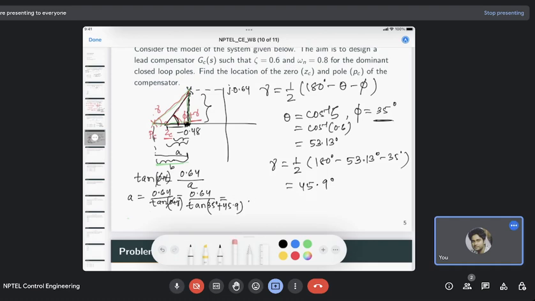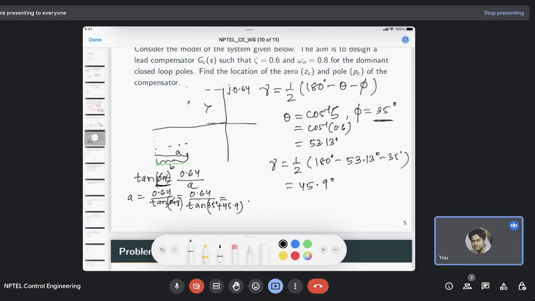Okay, so because this angle, as you can see, let me draw this. So this angle is phi plus gamma. Okay, so this angle phi plus gamma. So okay, let's draw this triangle clearly.